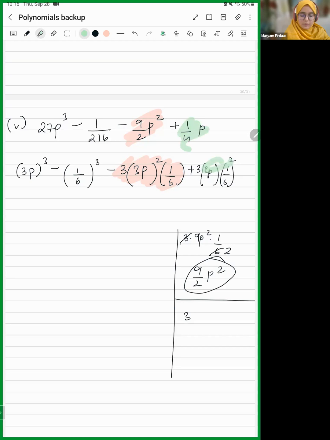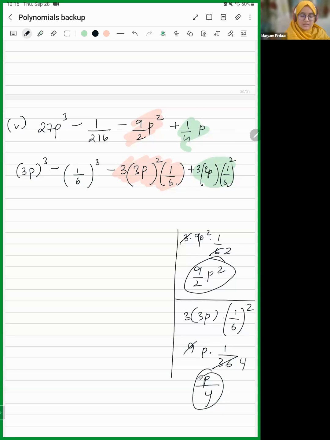Then comes the last term, this one. You will get this from 3 into 3p into 1 by 6 whole square. So 3 into 3p, I'm going to write it as it is. 1 by 6 whole square means 1 by 36. So 3 threes are 9, 9 fours are 36. This gives you p by 4, which is exactly what we are getting over here.